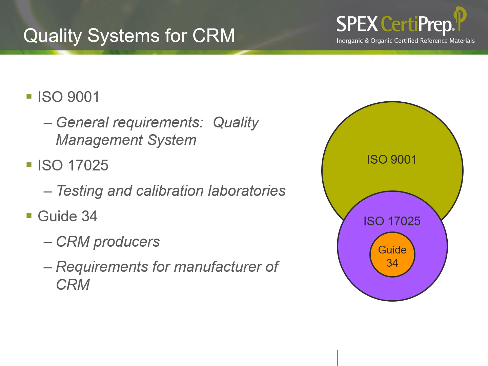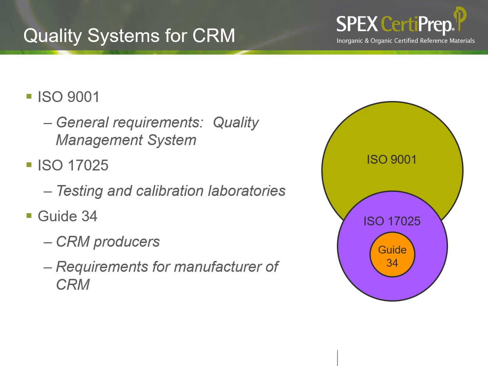which are the production planning and maintenance of a suitable environment, starting material selection and pre-treatment, assignment of the CRM property values, uncertainty and traceability, assessment of the CRM homogeneity and stability, assurance of proper packaging and storage, and certificates that include the detailed information. So all this information will be included in Guide 34.